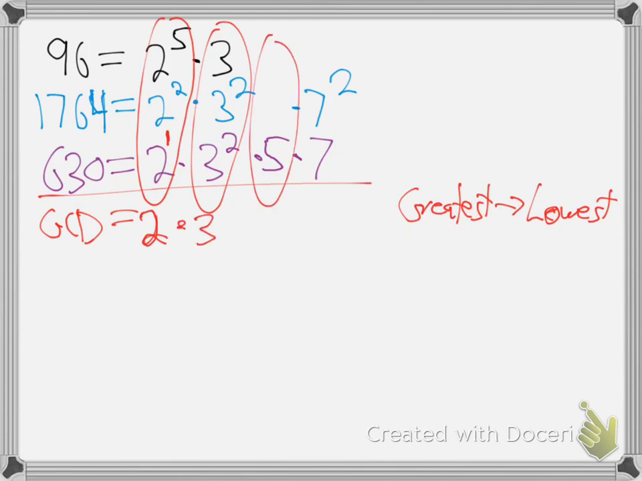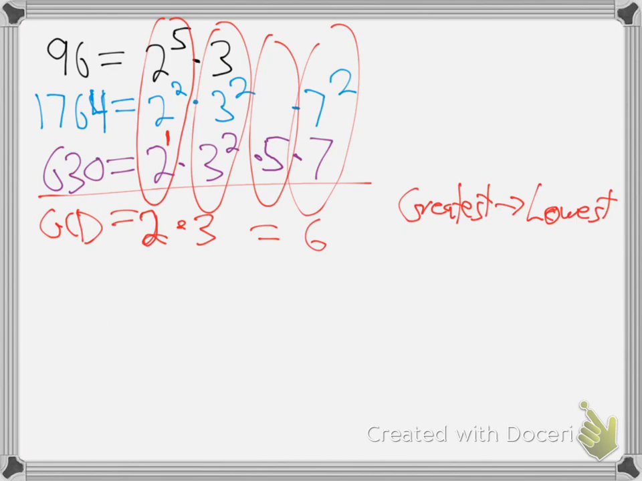How about 5s? What's the greatest amount you have in common? They don't have any in common. It's none, in other words. 7s, the top one has none, so none. 2 times 3, 6. That's it. That's the GCD. That's so much easier than intersection of sets.